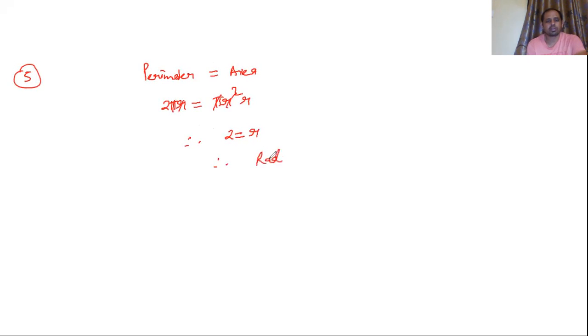See question number 5. Perimeter of a circle is, here it is given that perimeter is equals to area, and the perimeter of a circle is given by 2 pi r, and the area is given by pi r square. This pi is cancelled by this pi, this r is cancelled by this r, 1 r is remaining here. Therefore this is equals to 2 equals to r. Therefore radius equals to 2 unit.